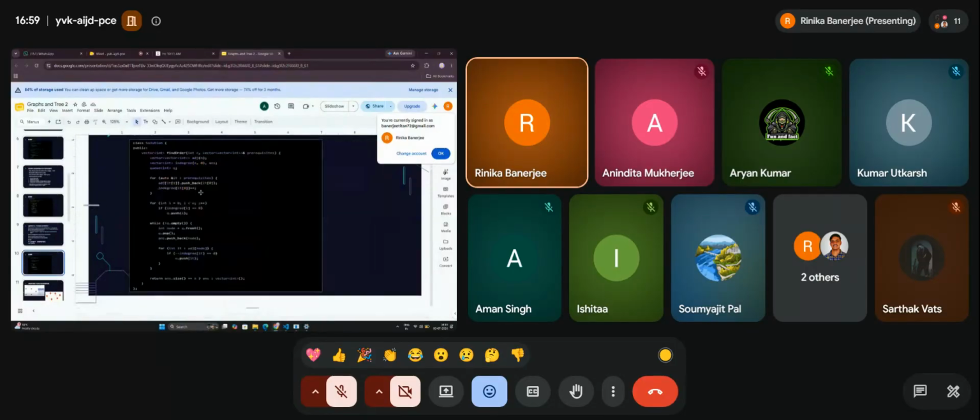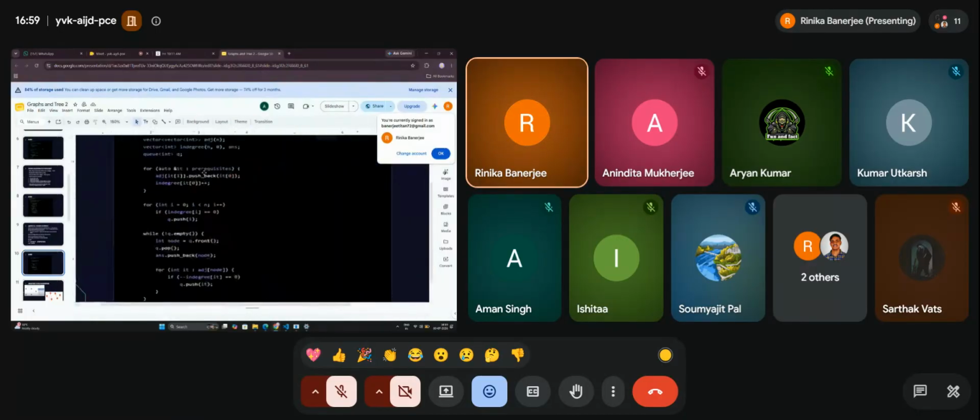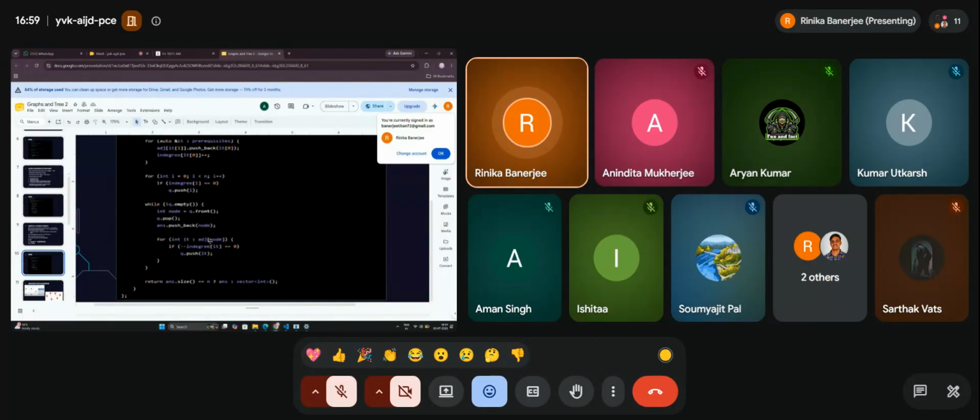So here is the code. I'll just go through the code once. What happens is, I am calculating the in-degree for each of the nodes. Now while the queue is not empty, I am taking out the queue front, popping it from the queue, and pushing it to my answer. Now for all the adjacent nodes of that node, I'm reducing their in-degrees, and I'm checking if the in-degree becomes 0. If it becomes 0, I'm pushing it into the queue.